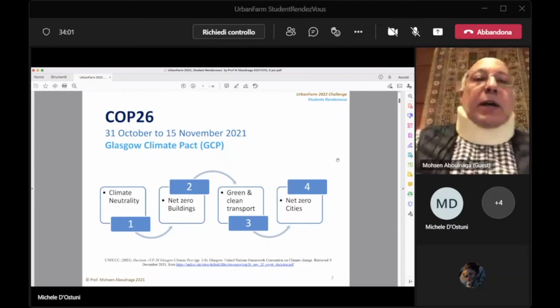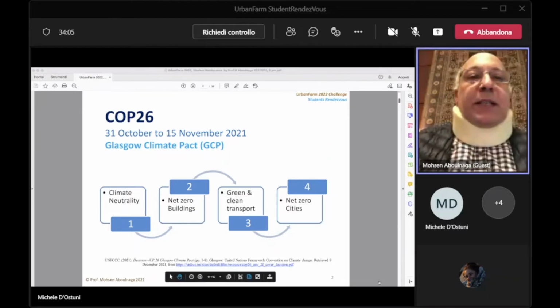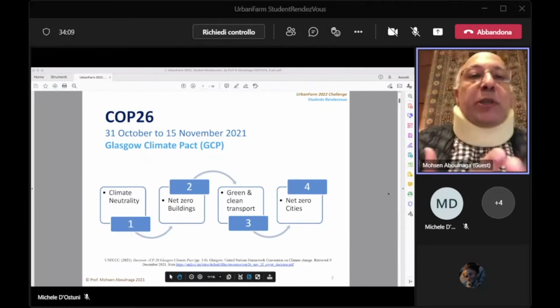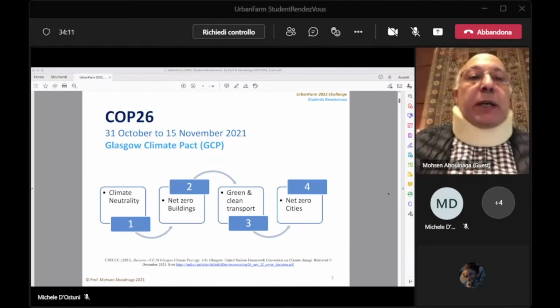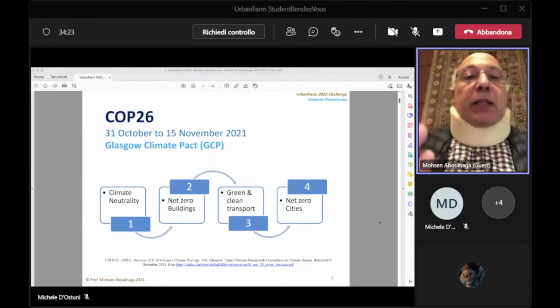I'm sure all of you actually heard about COP26 that was held in Glasgow between the 31st of October and the 15th of November. The outcome of this was called the Glasgow Climate Pact. In summary, it highlights climate neutrality, net zero buildings, green and clean transport, and then net zero cities.